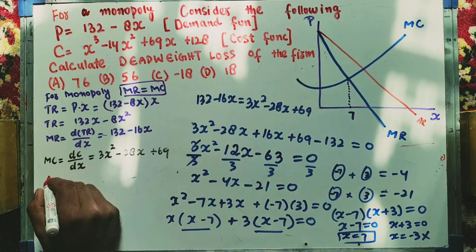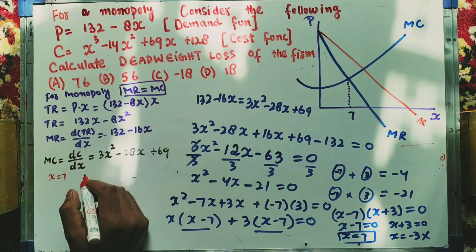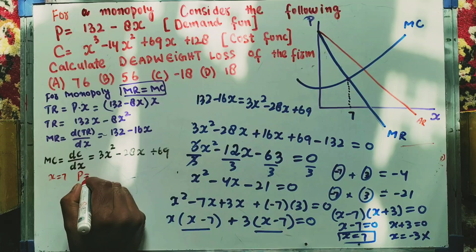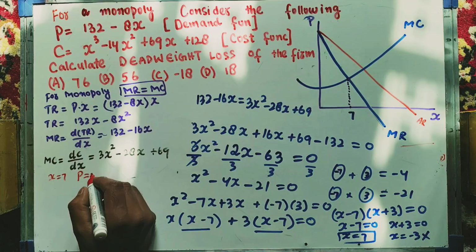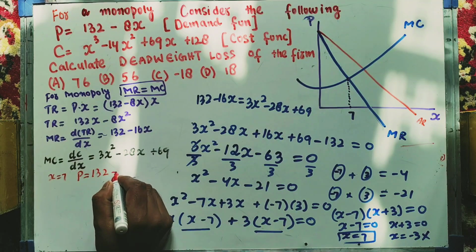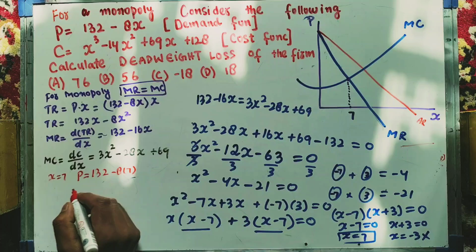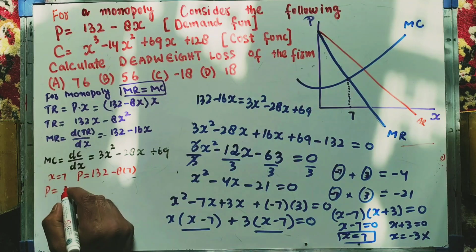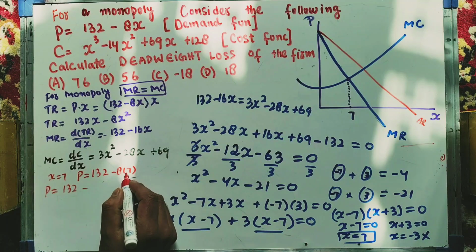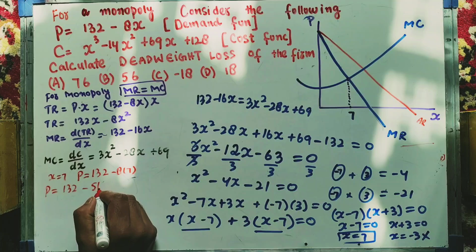Now what will be the price? So x is equal to 7. Now what will be the price? P will be equal to, plug x equal to 7 into the inverse demand function. We have 132 minus 8 into 7. So price will be equal to 132 minus 56.